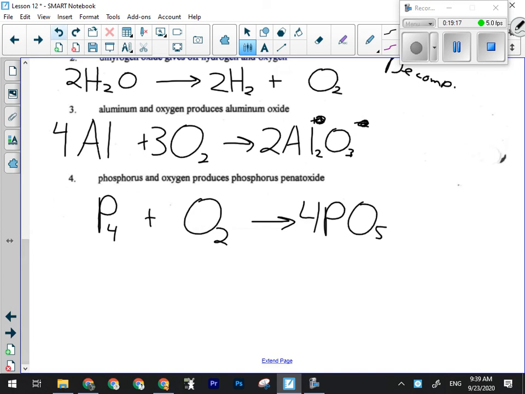All right, so I don't want to do that. I want to balance the phosphorus first. Okay, so now my phosphorus are balanced, but now I have how many oxygen? 20. Now I have 20 on the reactant side.